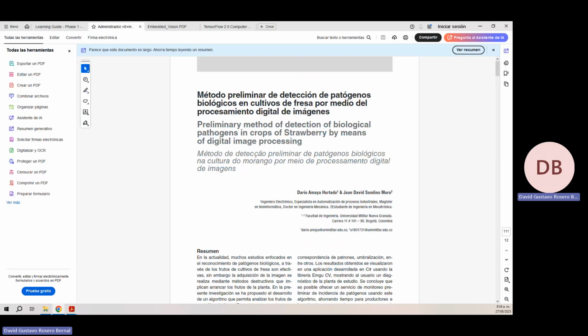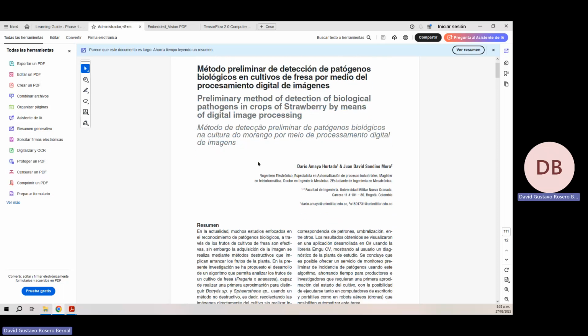Amaya and Sandino propose a digital image processing algorithm that works directly on images captured in the field with a simple 16 MP digital camera under controlled lighting conditions. Some key processing steps.